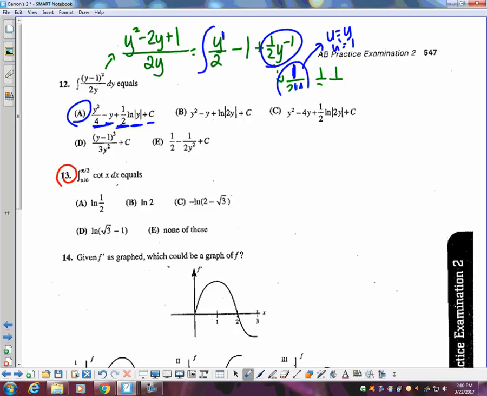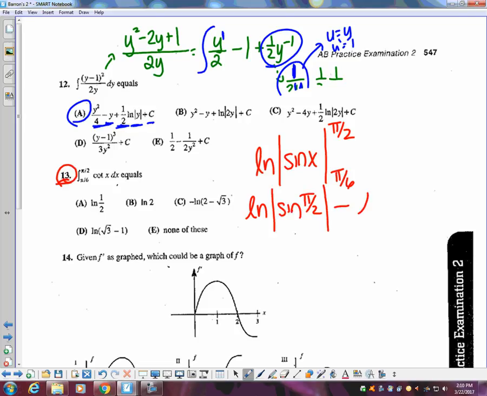The integration of cotangent is ln absolute value sine of x, and I'm going from pi over 6 to pi over 2. I'd love to just type this in my calculator, but it's low numbers, so I'm probably calculator inactive. And look at all your answers. None of them are decimals. So I've got to work this out. Plug the first guy in, and then minus, plug the second guy in.